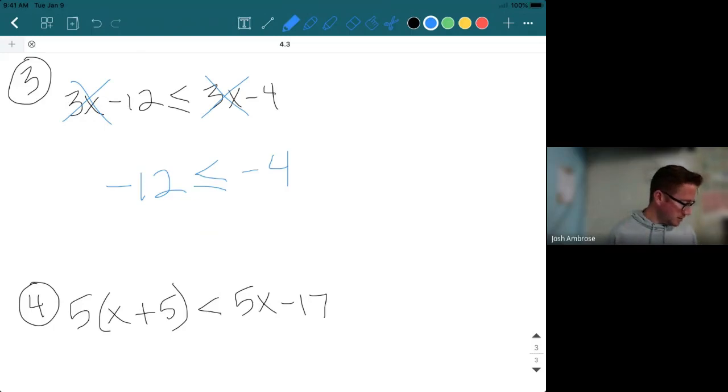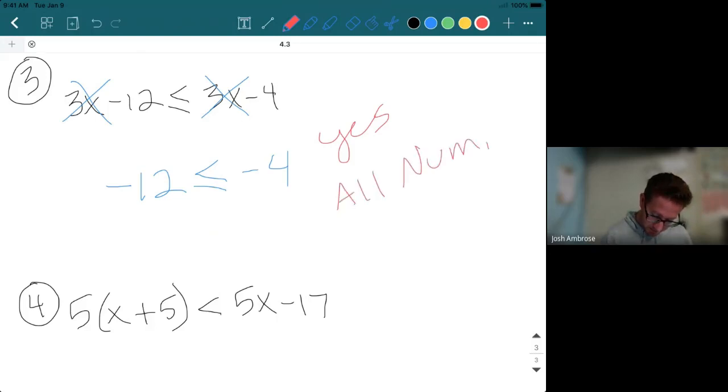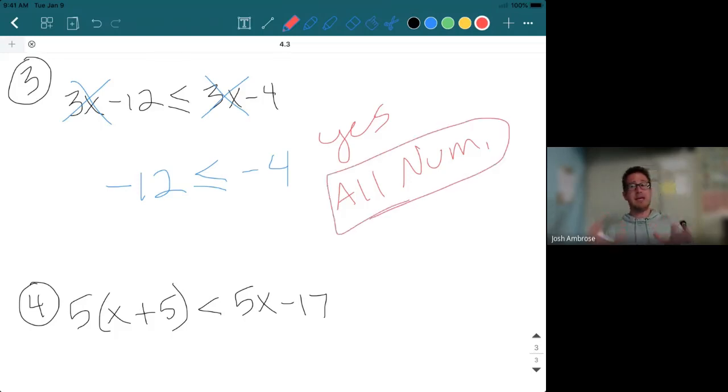Okay, so if you take a look at this problem, is -12 less than or equal to -4? Yes, it is. It is less than -4. So this would actually be a yes, all numbers. Okay, inequality signs are very important because they make statements that actually could be true even if the numbers are not the same. Because up to this point, all you've dealt with is equal signs, and equal signs tend to be very cut and dry. Inequality signs are not quite that way.